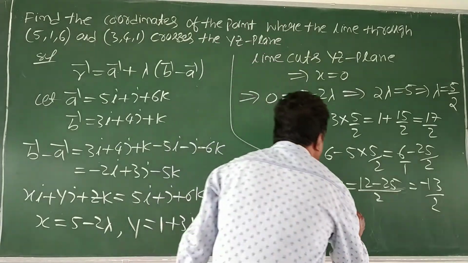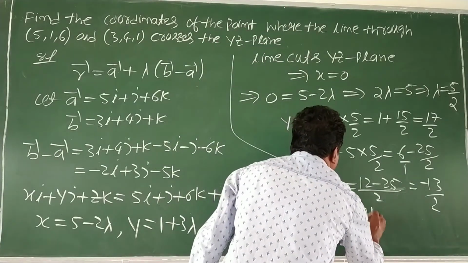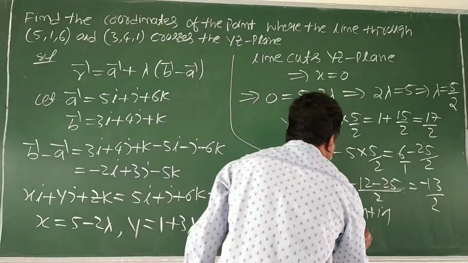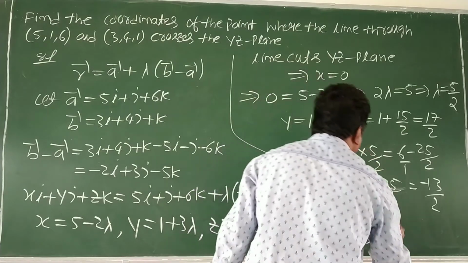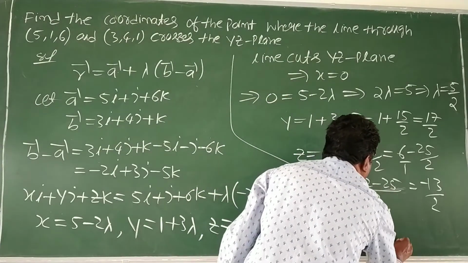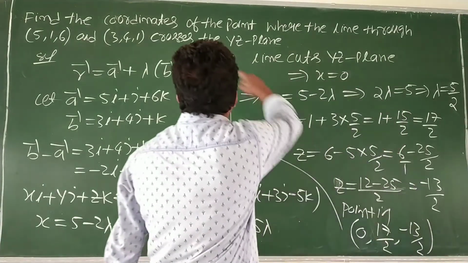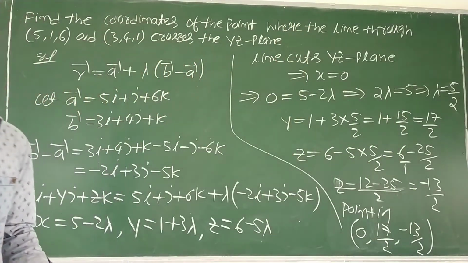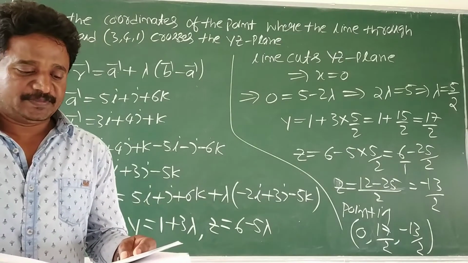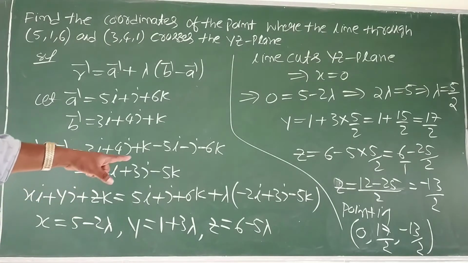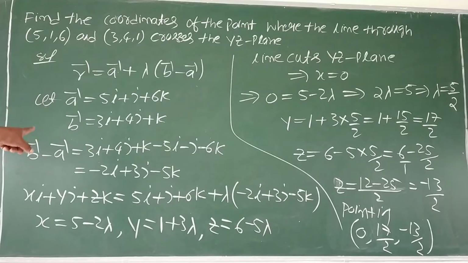Now the point is, tell me x value, students. X is 0. Y value, y is 17 by 2. Z is minus 13 by 2. So find the coordinates of the point. We got the coordinates of point. You solve one more question of the same type. X is equal to 5 minus 2 lambda. I think it's correct.